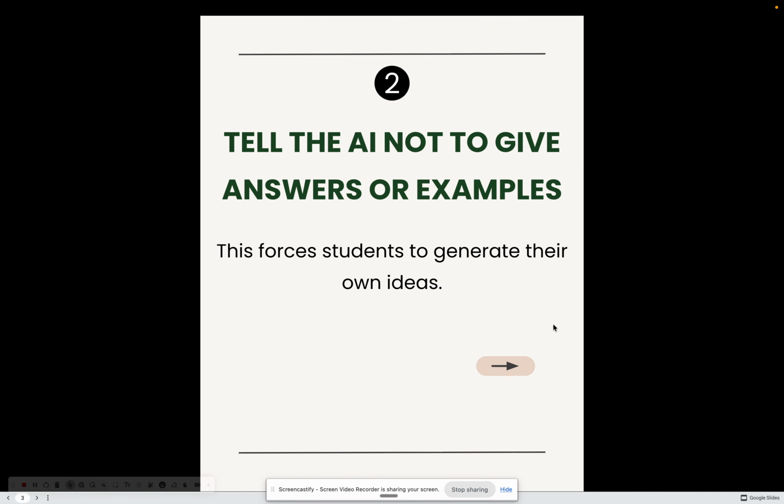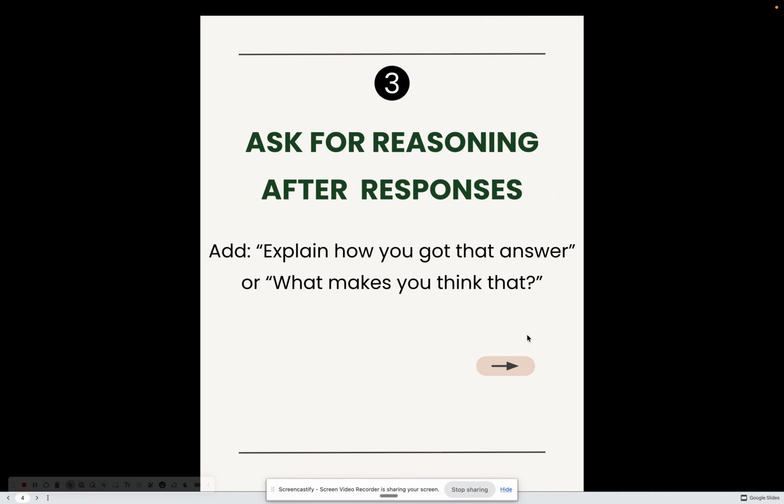This is going to support and force your students to generate their own ideas. So when we do this by having the AI not provide those answers or examples, it's going to nudge the student to generate their original ideas, and they're able to share those ideas in the space. Another way that you can support higher level thinking is to ask for reasoning after responses.